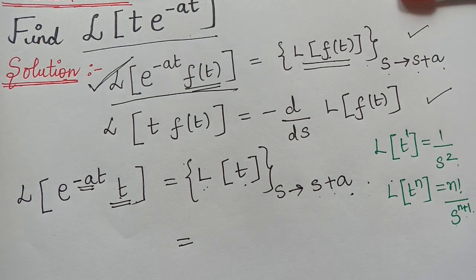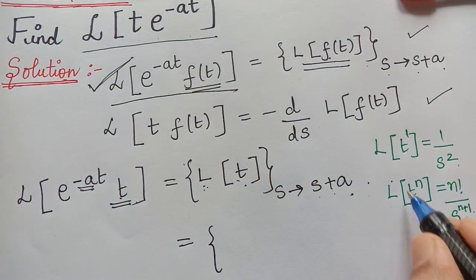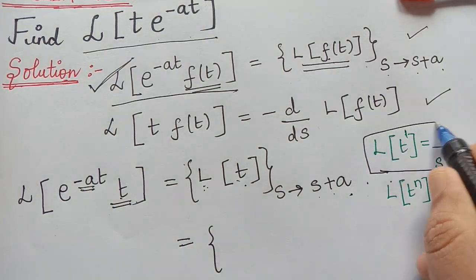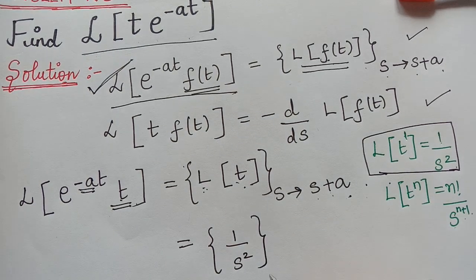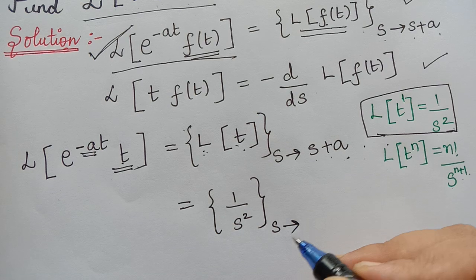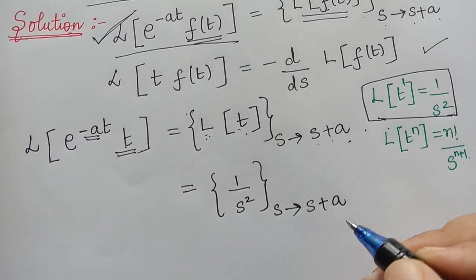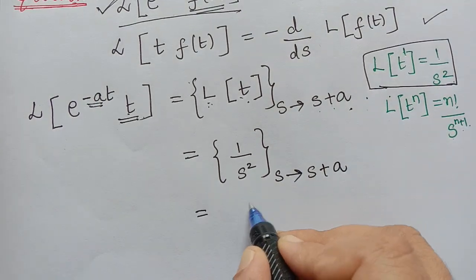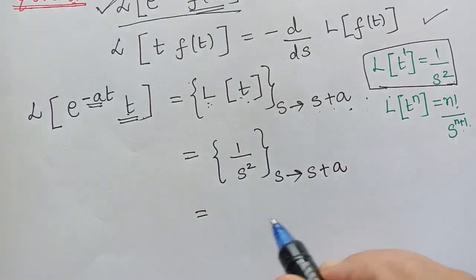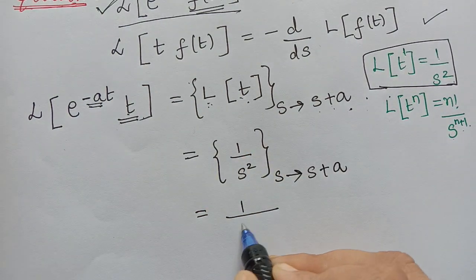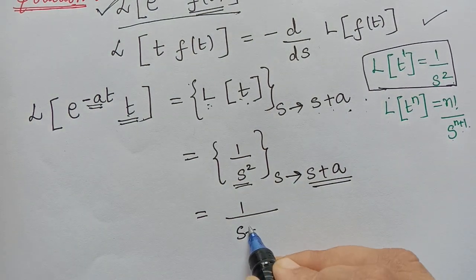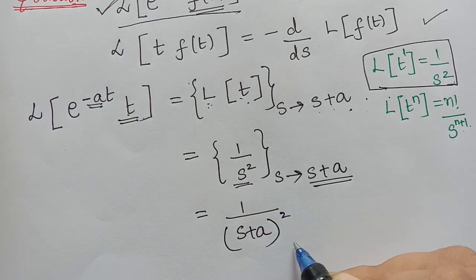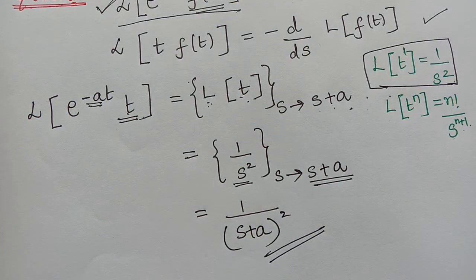So let us substitute that over here. We have Laplace transform of t equal to 1 by s square, and in place of s we have to replace it by s plus a. After replacement we may remove the curly brackets, and the solution will be, instead of s, s plus a, the whole square. So this is the required solution.